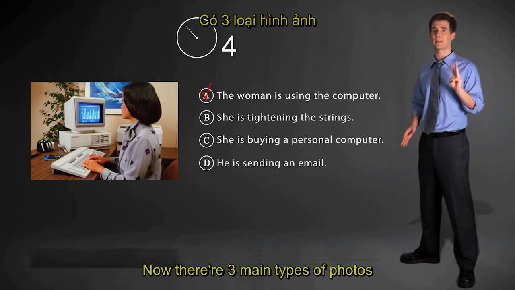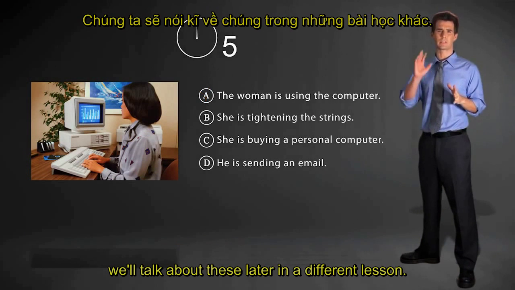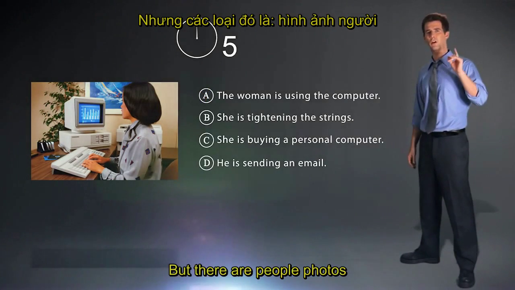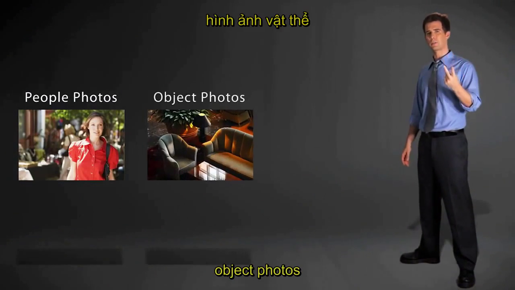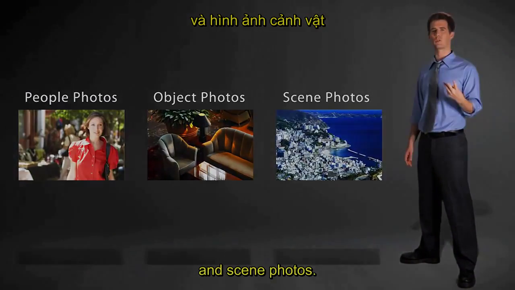Now, there are 3 main types of photos. We'll talk about these later in a different lesson, but there are people photos, object photos, and scene photos.